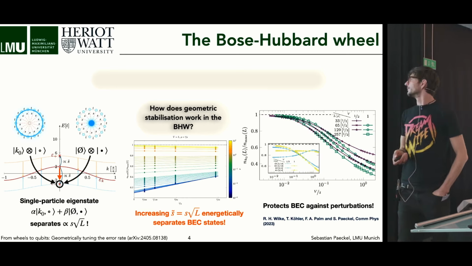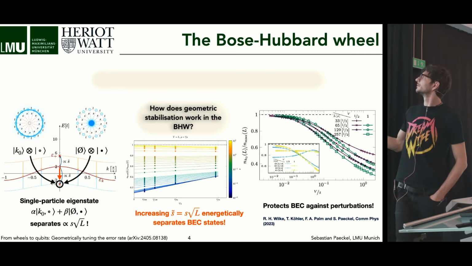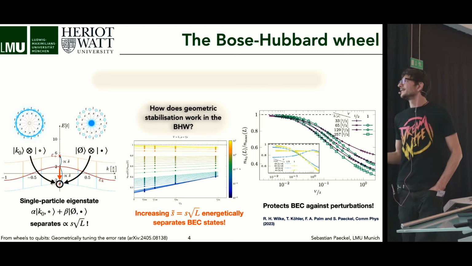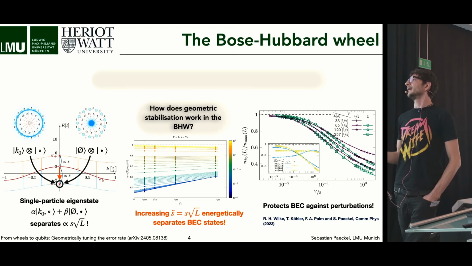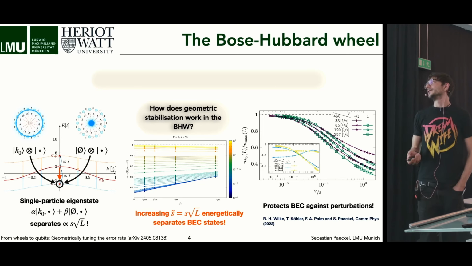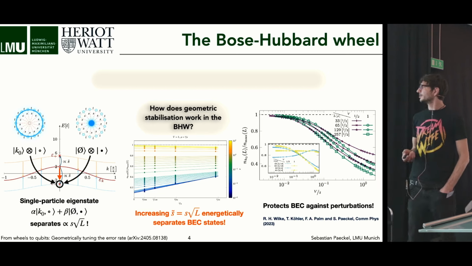So we added nearest neighbor density-density interactions, and these now couple sites on the outer ring. Here you can see a finite size extrapolation of the occupation of the ground state, normalized to the maximum possible occupation number. And you can see that once we crank up the number of lattice sites, so we increase S tilde, we always get a finite condensate fraction. So the BEC is actually stable in the presence of very strong interactions here.